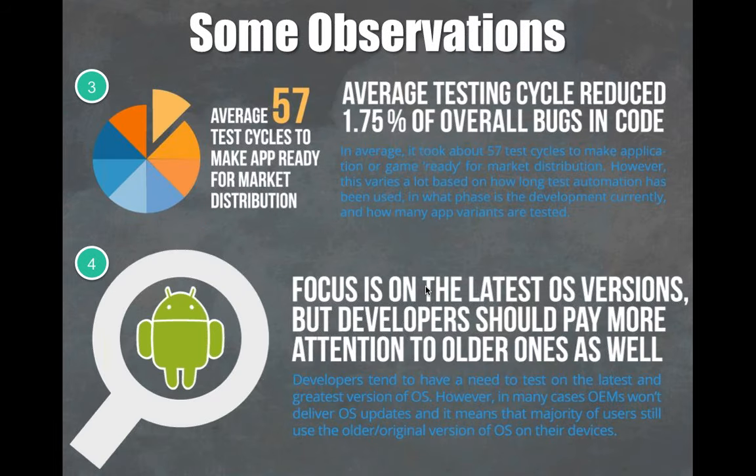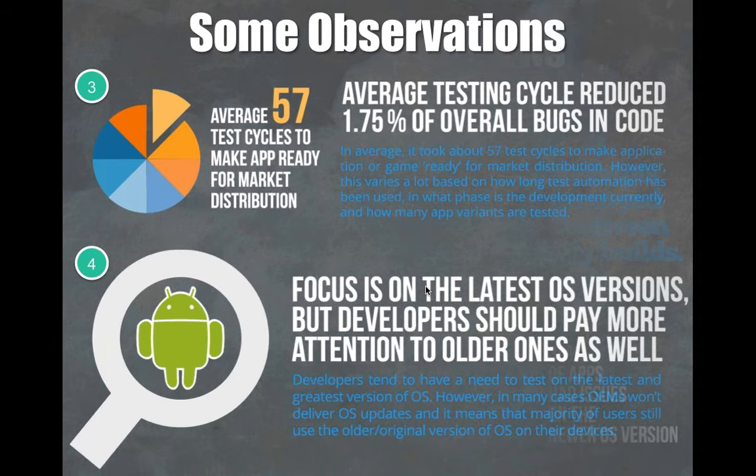Surprisingly, this is still the same. We counted the whole H1 results: approximately 57 test cycles before you actually publish an application, and that's an average. Of course, some applications and games need more attention and are tested more. You have more test cycles than others, but this is the average number.